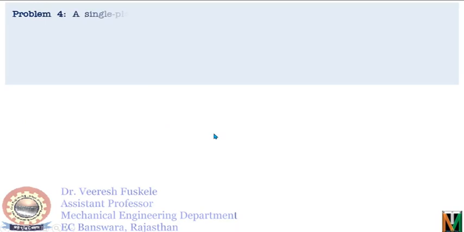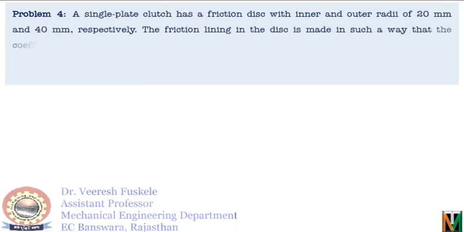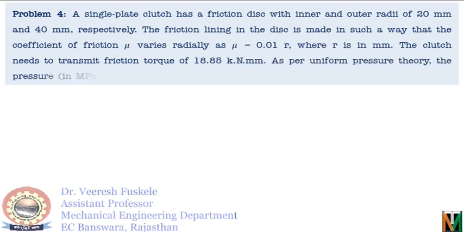Problem number 4 is as follows. A single plate clutch has a friction disc with inner and outer radii of 20 mm and 40 mm respectively. The friction lining in the disc is made in such a way that the coefficient of friction mu varies radially as mu is equal to 0.01 R, where R is in mm. The clutch needs to transmit frictional torque of 18.85 kilonewton millimeter. As per the uniform pressure theory, the pressure in megapascal on the disc is. This is the problem from GATE 2017, and let us now see how to solve it.